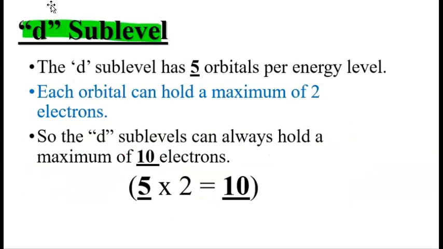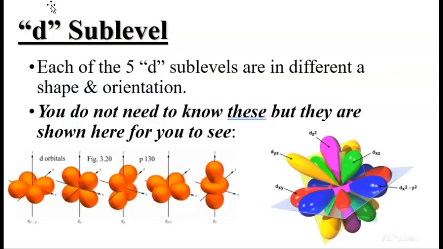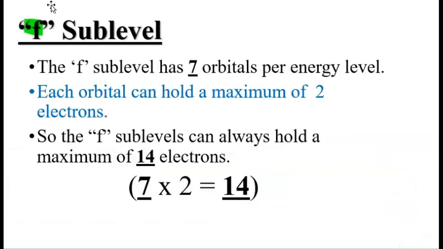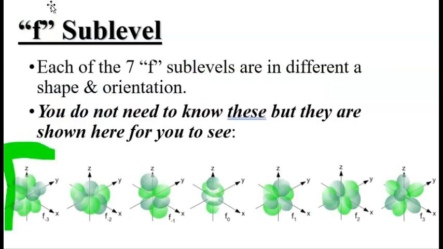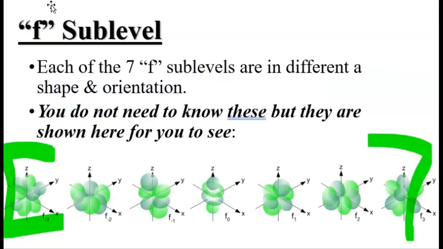Your d sublevel has 5 orbitals per energy level. Remember, it can hold a maximum of 2, so that means the d sublevels can always hold a maximum of 10 electrons. The d sublevels have different orientations. You don't need to know them, but this is what they look like. And altogether, you have this cool looking starburst shape. The f sublevel has 7 orbitals per energy level. And since each one can only hold 2 electrons, that means that the f sublevels always hold a maximum of 14 electrons. And here are the diagrams for what the f sublevels would look like.